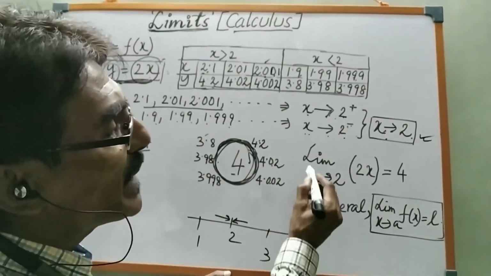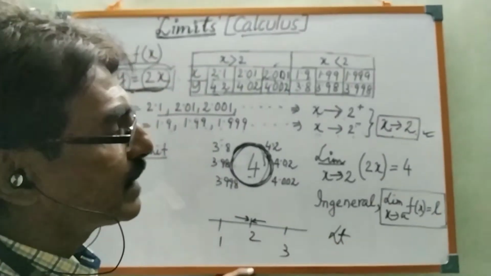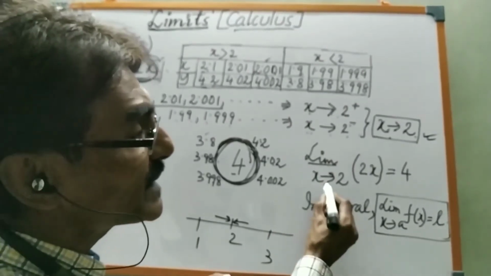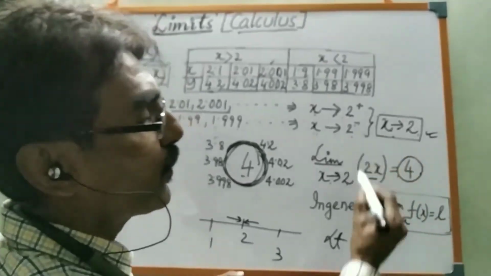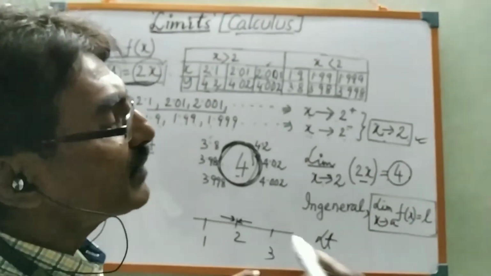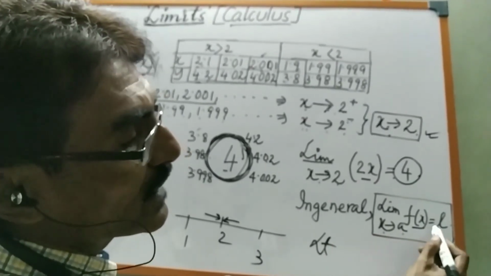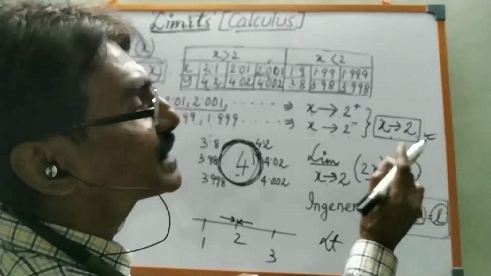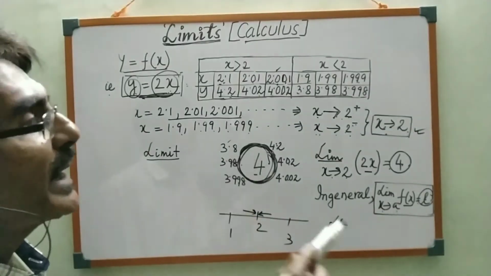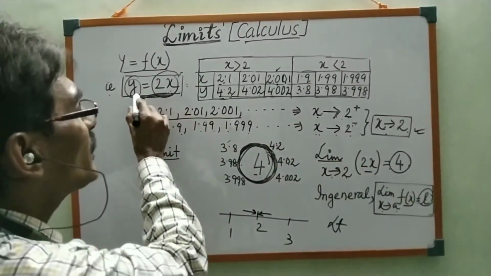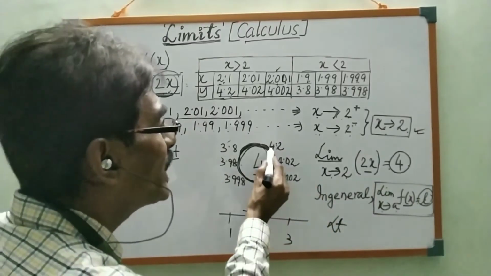What is the general denotation? Look at the board. For the limit symbol, generally we use LIM or sometimes only LT. This is the symbol of limit. X tends to 2 of the function 2x, the limit is 4. In general, for a function, we'll write limit x tends to a of f(x) equal to L. Here, L is 4. I think it is clear. I repeat, for x tends to 2, for the function y equal to 2x, the limit is actually 4.